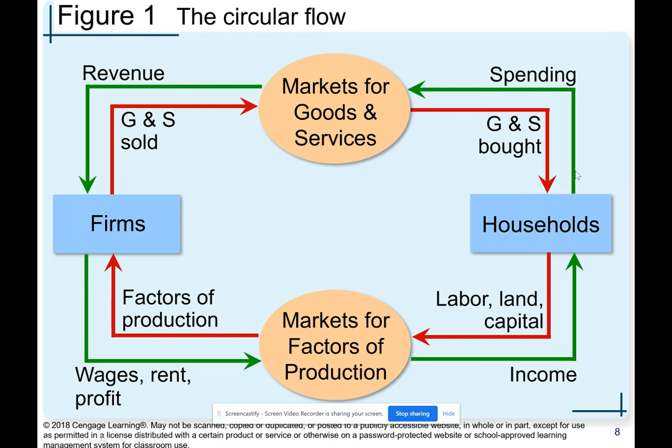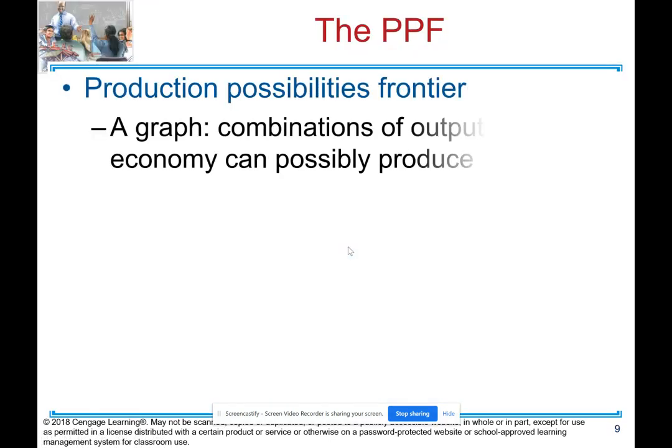Now, households pay for these goods and services. So you see the green flow, the green arrow is consumption spending by households on goods and services. And this spending flows through the goods market and becomes revenue for the business firm. There you have it, how dollars flow through our economic system. A very simple model of how our economy functions.